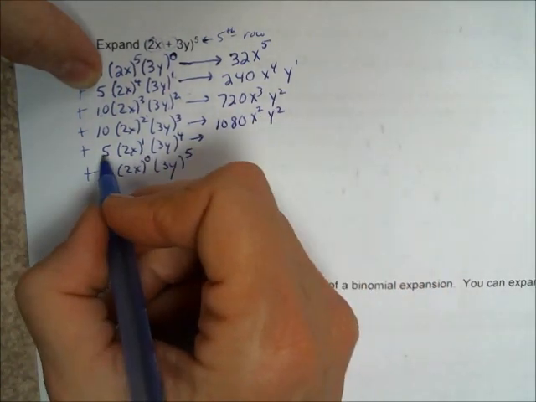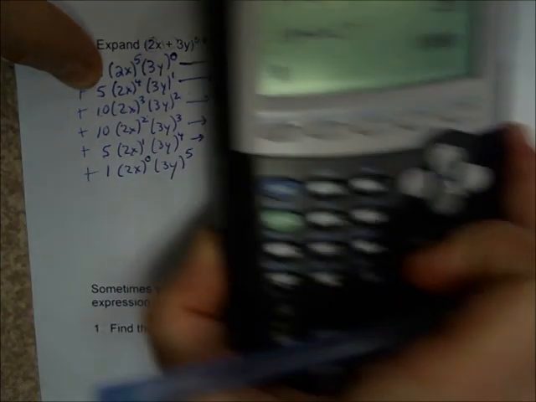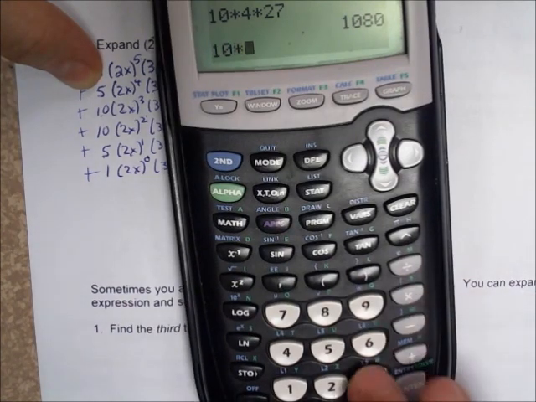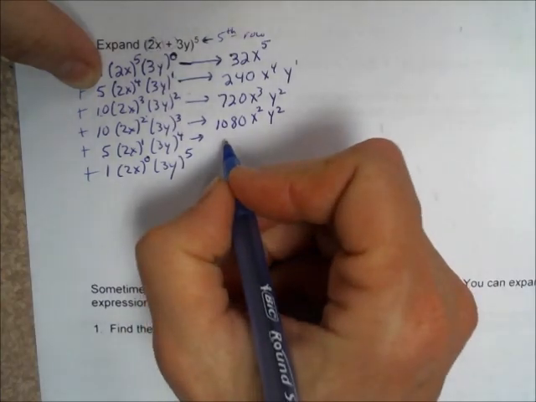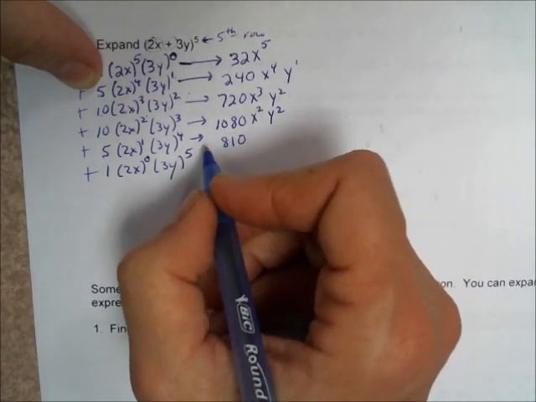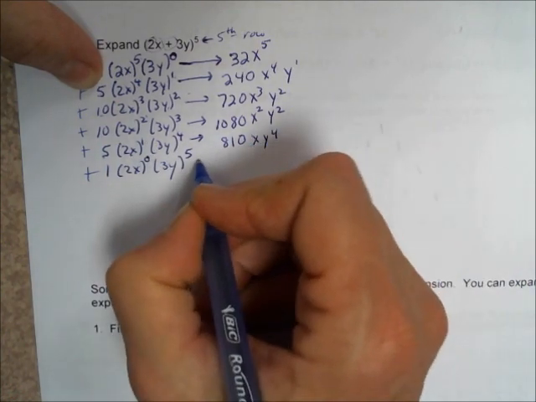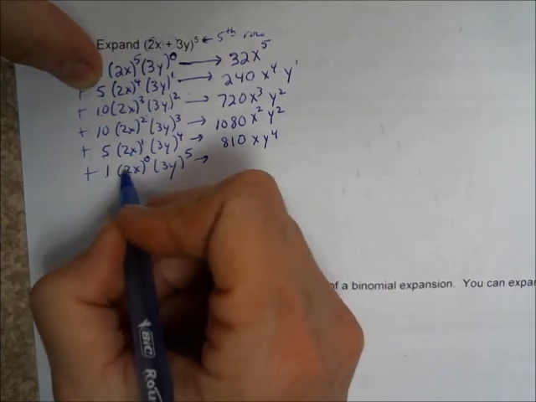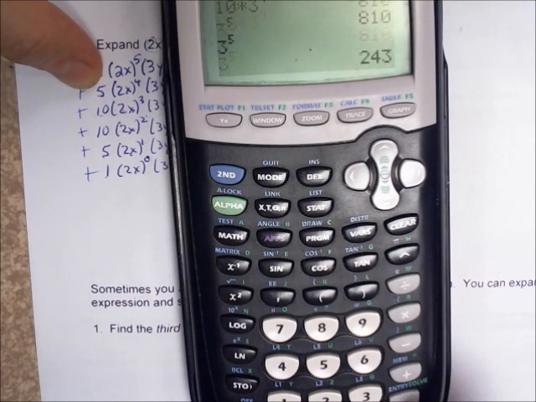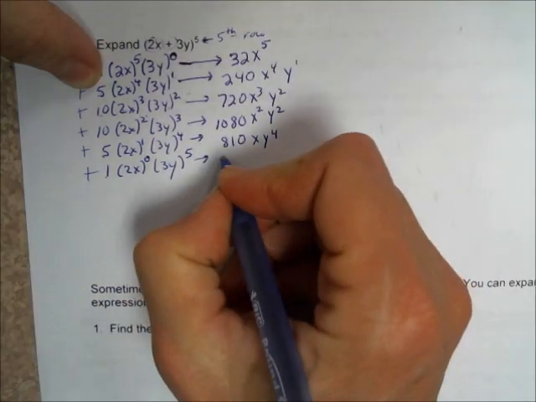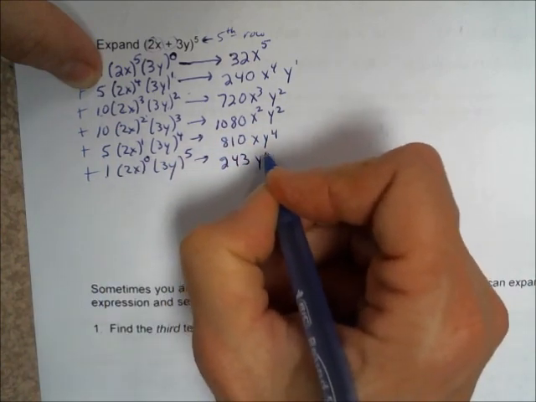The next thing we have is 5 times 2, which is 10, times 3 to the 4th. So 10 times 3 to the 4th is 810. X to the 1st, y to the 4th. And then the last one, 1 times 1 times 3 to the 5th. 3 to the 5th is 243. And then x to the 0 is just 1, so we have y to the 5th is our last term.